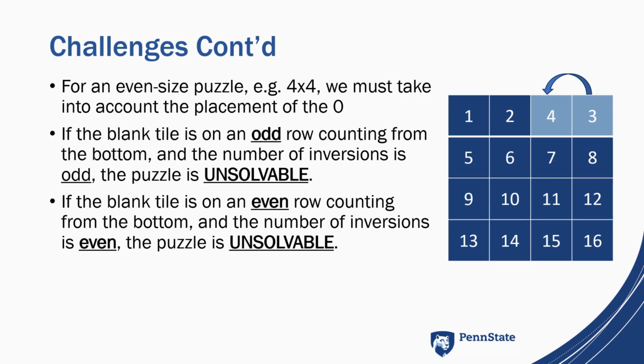If the number of inversions is even and the row is even, then the puzzle is unsolvable. Likewise, if the number of inversions is odd and the row is odd, the puzzle is also unsolvable.